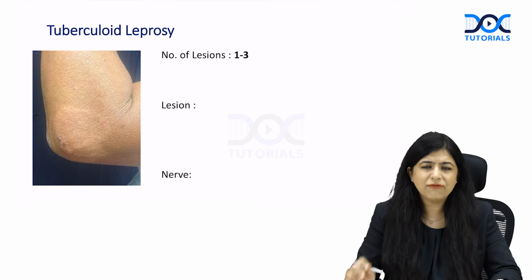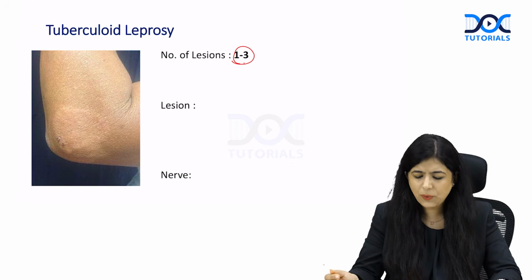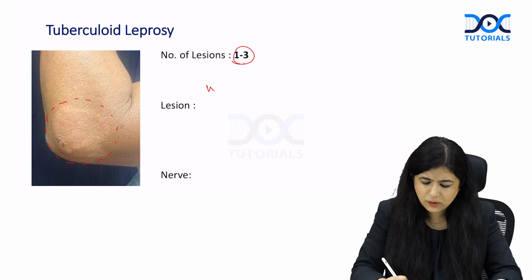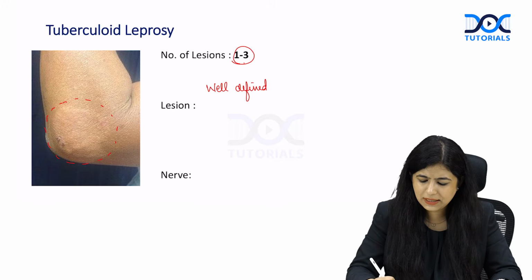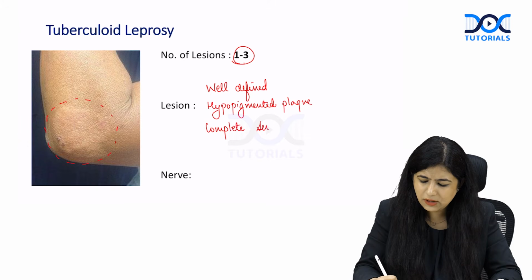Now, coming to the clinical features, tuberculoid leprosy: few lesions, only 1 to 3. When you look at the lesion, you see that this is a well-defined, prototypical leprosy lesion. It is a hypopigmented plaque, and there is a complete sensory loss within the lesion.